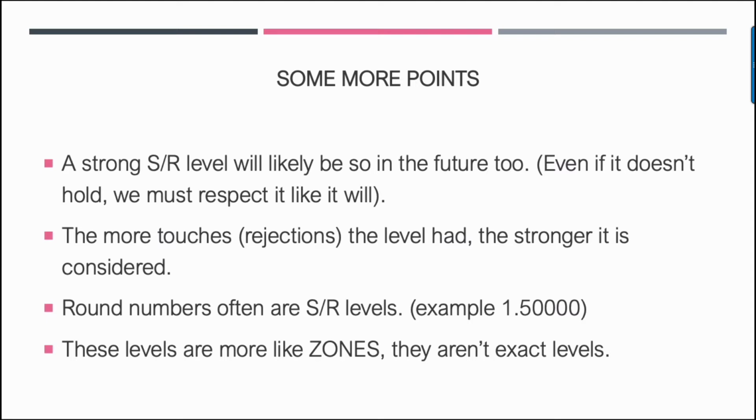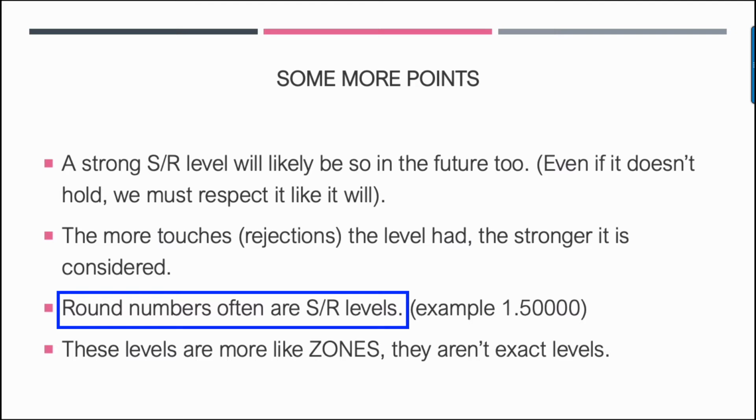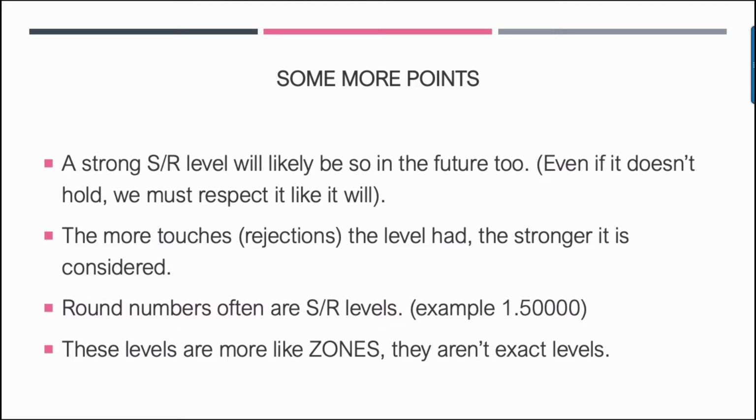The third point is that round numbers often act as support and resistance levels. For example, as I have over here, 1.50000. That's a very round number. At the banks, they don't care about the little 0.00123. That's not a big level for them. But they want to make sure and protect price at these big levels. So many times these levels act as support and resistance levels.